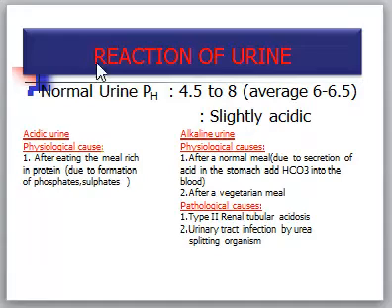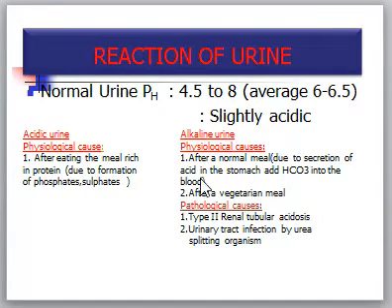Next we are going to see the reaction of urine. I hope you already know about this. The normal urine pH is 4.5 to 8, and on average is 6 to 6.5. Actually, at this time we take the urine samples because we have to determine whether the urine is acidic or alkaline. After eating a meal rich in protein, due to the formation of phosphate, acidic urine is excreted, and alkaline urine after a normal meal, due to the secretion of acid in the stomach and bicarbonate into the blood.